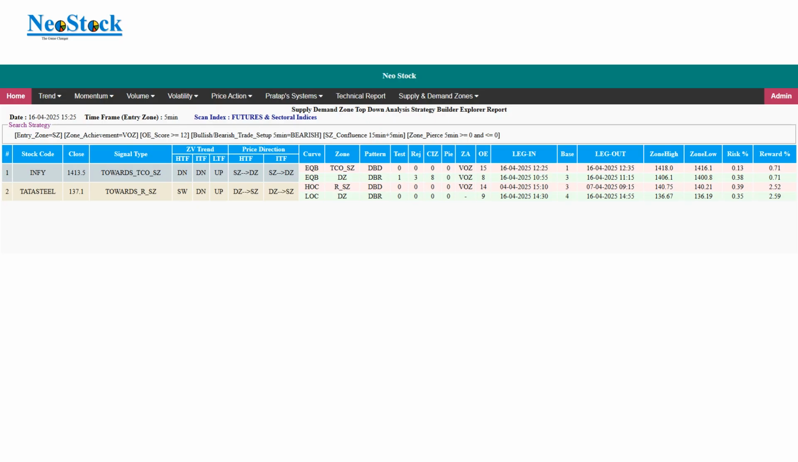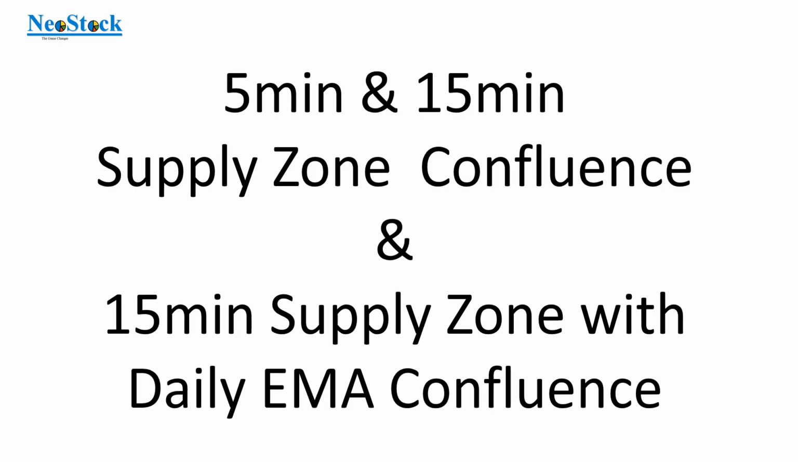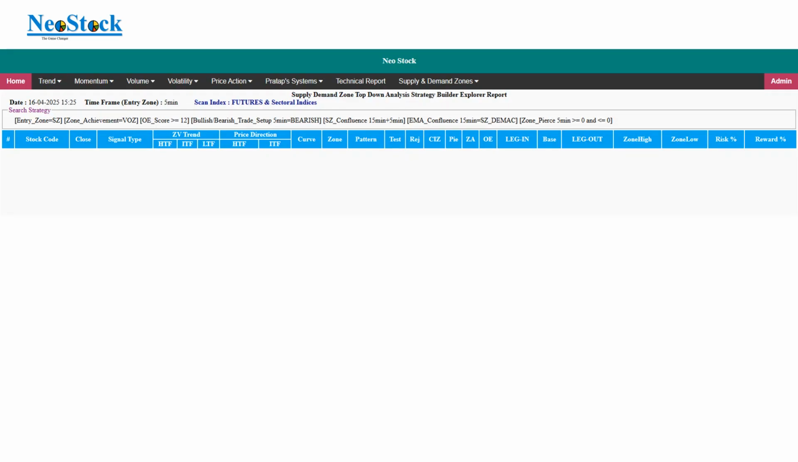Both the stocks are filtered. Both are having the 5 minutes and 15 minutes supply zone confluence. Now let us check, out of these 2, whether any 15 minute supply zones are having daily EMA confluence. Actually, we should look into only the first one. The second one is sideways. EMA confluence does not work in sideways trade. So the stock is not having EMA confluence.